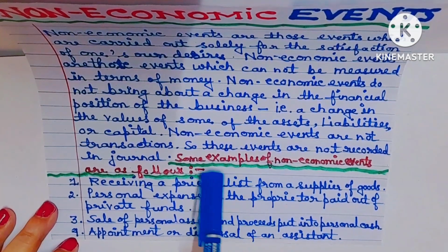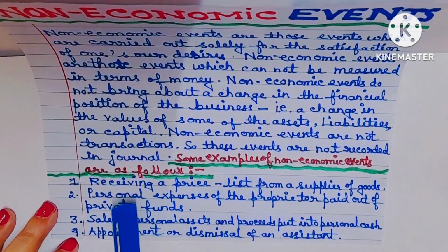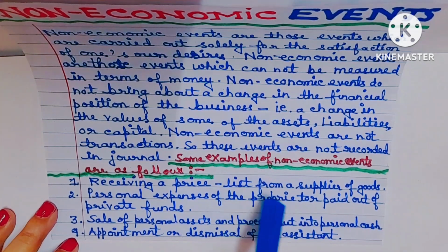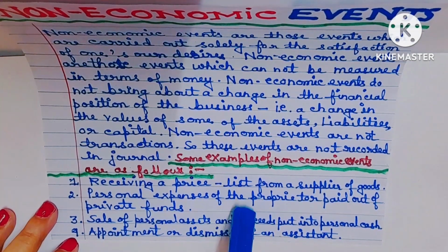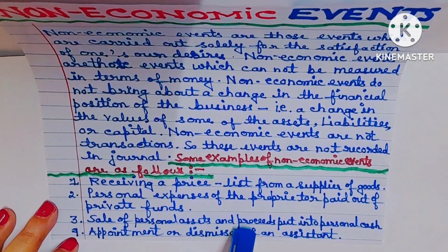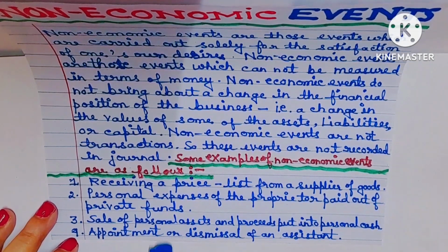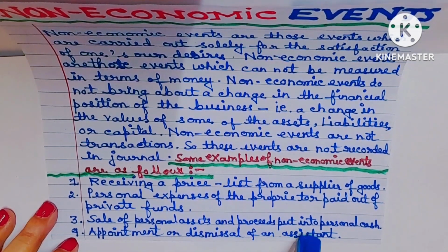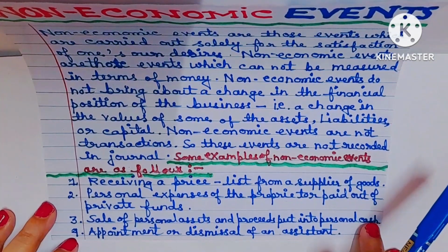Some examples of non-economic events are as follows. Number 1, receiving a price list from a supplier of goods. Number 2, personal expenses of the proprietor paid out of private funds. Number 3, sale of personal assets and proceeds put into personal cash. Number 4, appointment or dismissal of an assistant. These are the examples of non-economic events.